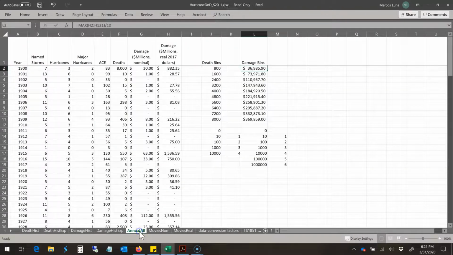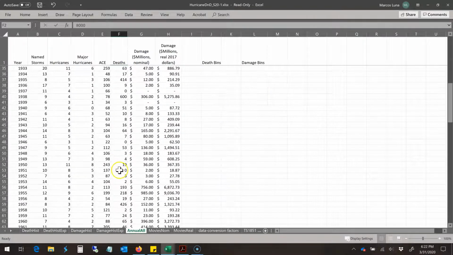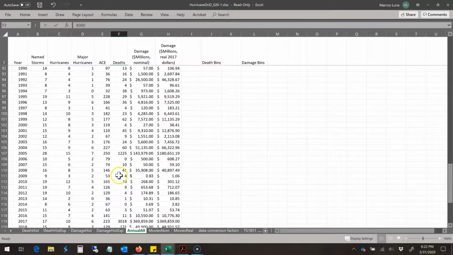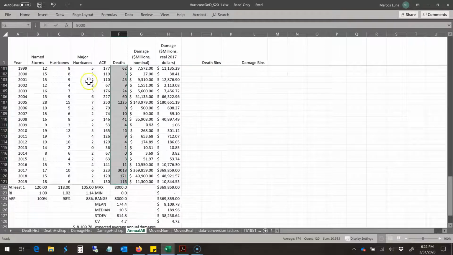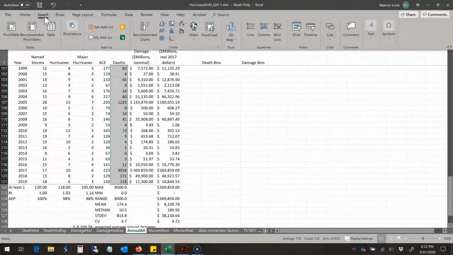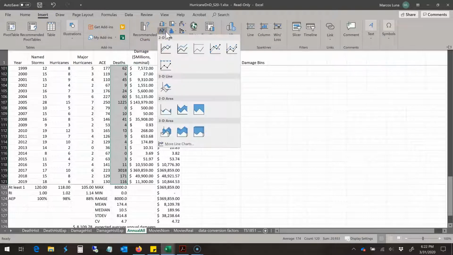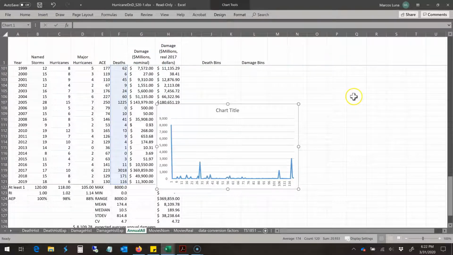In this video we're going to look at the trends over time of both damages and deaths. Trends are something that we're probably already familiar with. In this case, we're basically going to produce a line graph from both the death data and the damages data. That's pretty simple. We'll take the death values from 1900 to 2019, select those values, and then insert a new line graph, a 2D line graph.